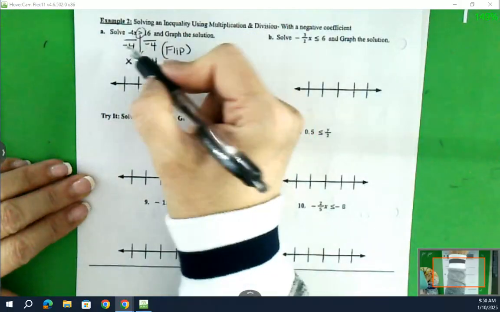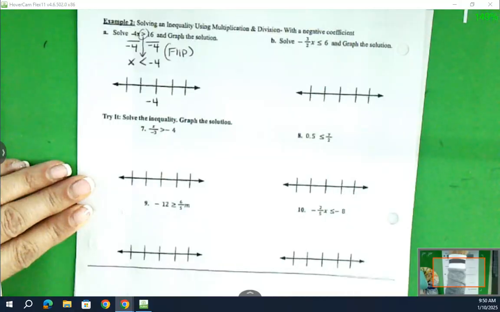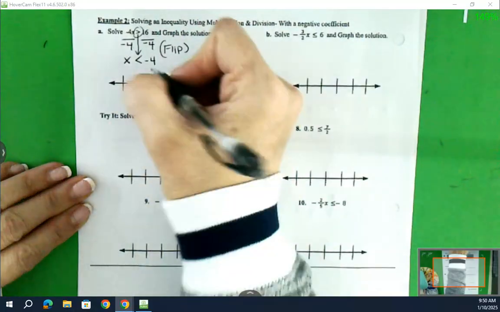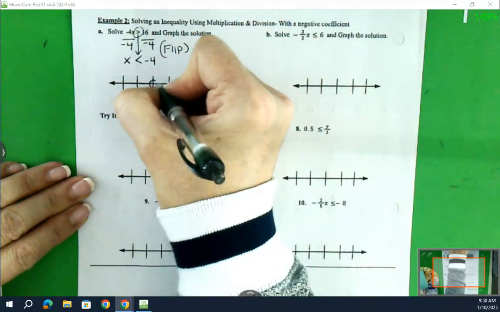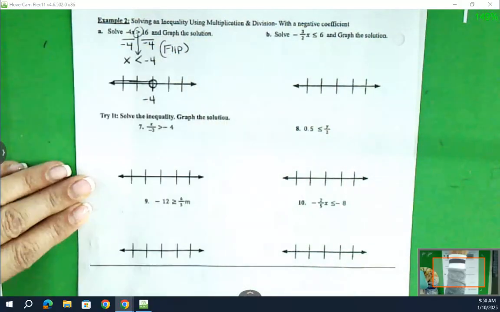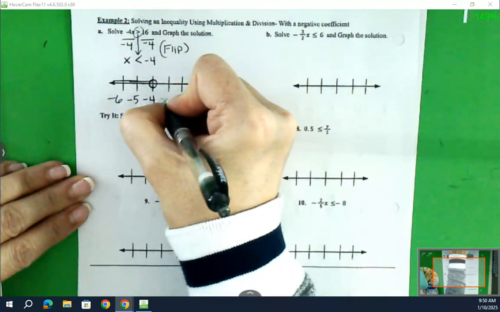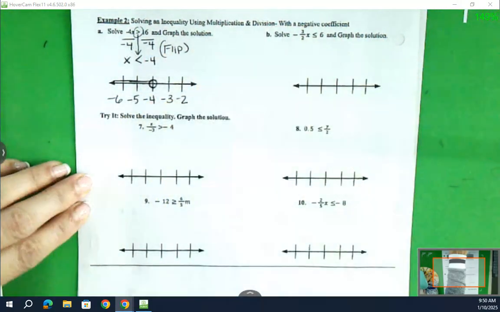Okay, so that's the only thing we need to remember is that negative means opposite. Anytime we multiply or divide by a negative, we have to switch the direction. We don't have an equal sign here, so we have an open circle. X is less, which means shading to the left. We have -5, -6. Over to the right, we have -3, -2.